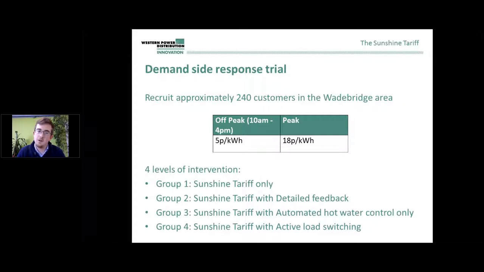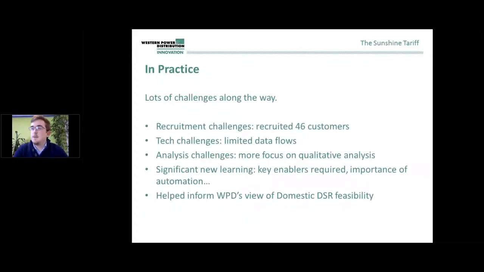And that's to try and understand not only whether people are interested, but what interests them and how they can shift. Is one more effective than the other? Now, in practice, we had significant challenges along the way, as is the case with all innovation. There are always things that come up and change. We had challenges around the recruitment.